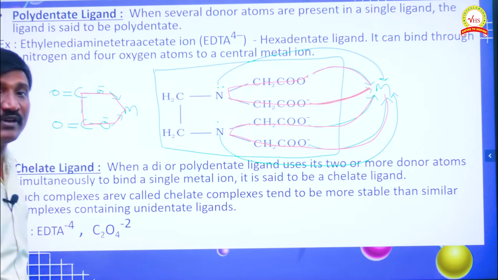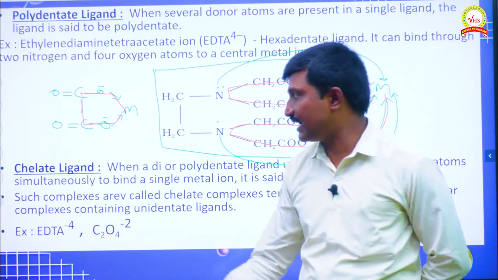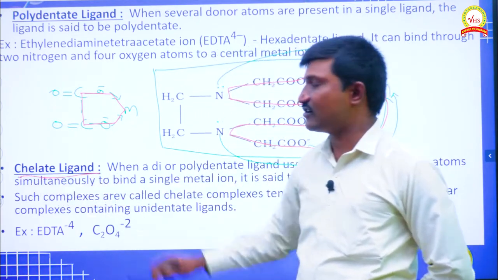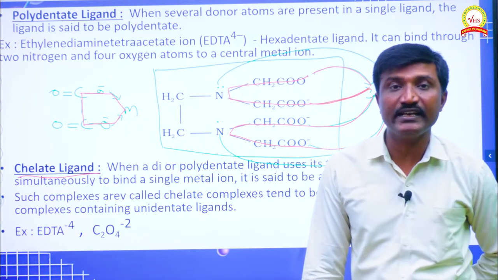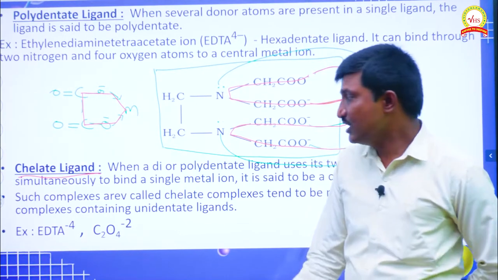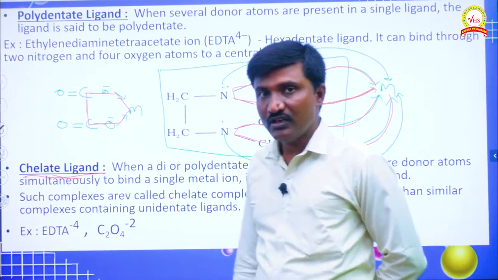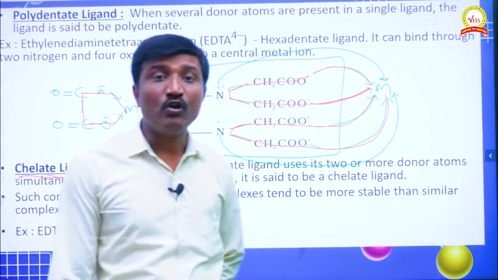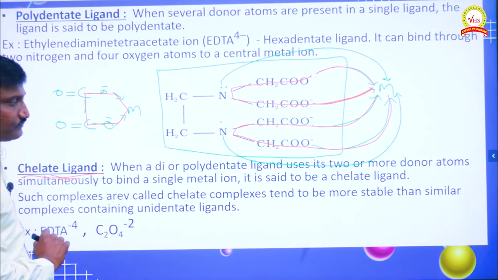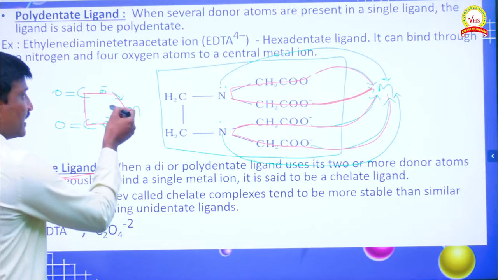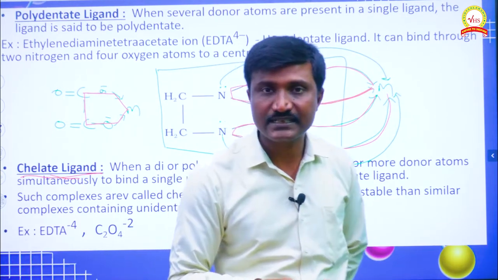Since they form a ring during binding, we call those ligands chelate ligands. Chelate ligands are the ligands which are bound to the central metal atom and form a ring-like structure. When these chelate ligands form a ring-like structure, those complex compounds become more stable than with non-chelate ligands. Chelate ligands give more stability to complex compounds than non-chelate ligands.